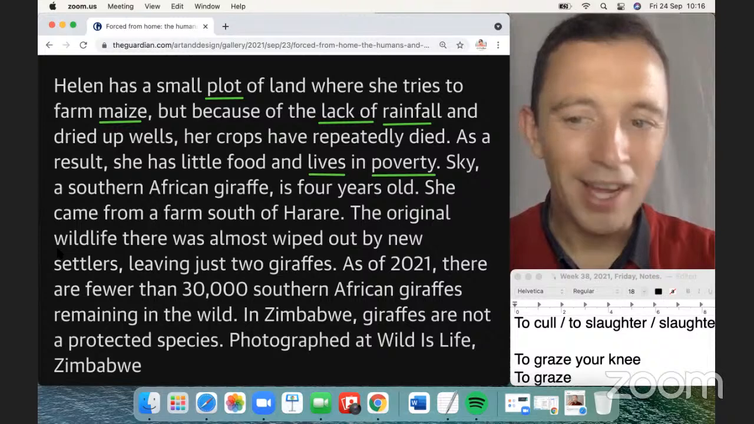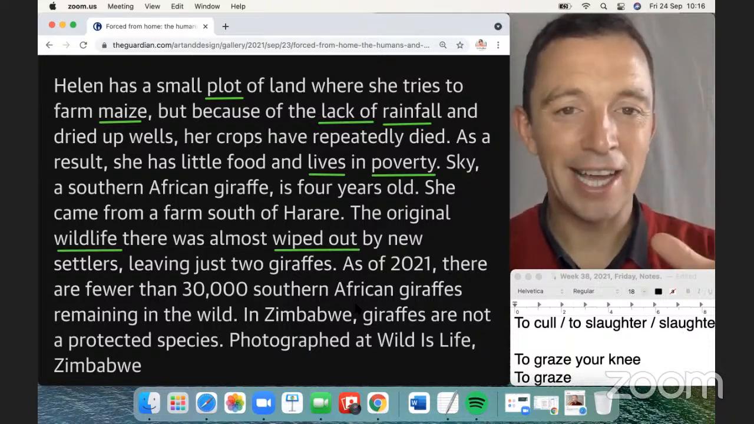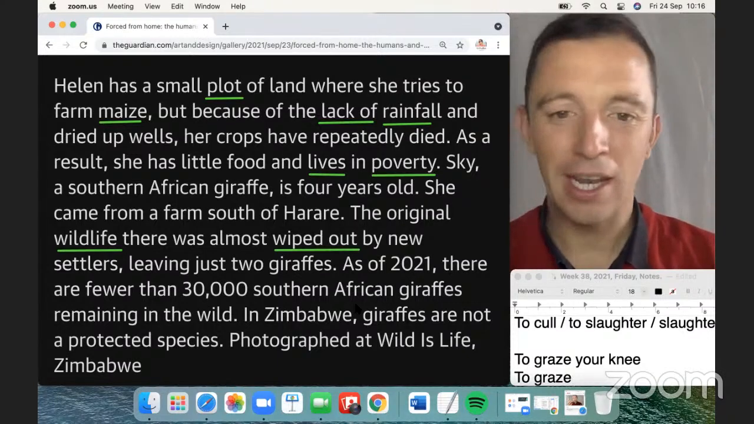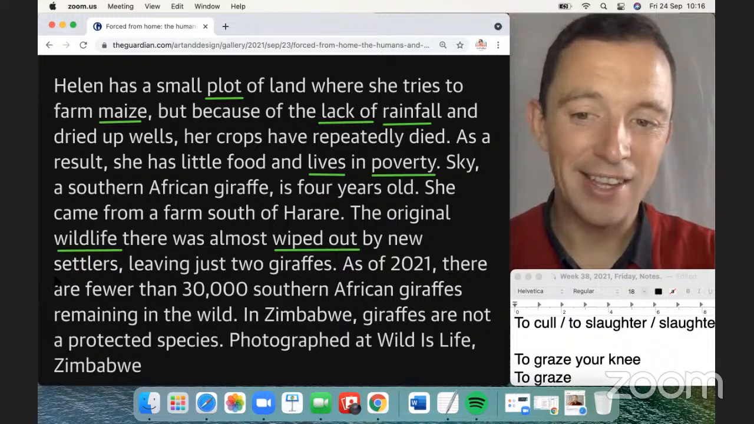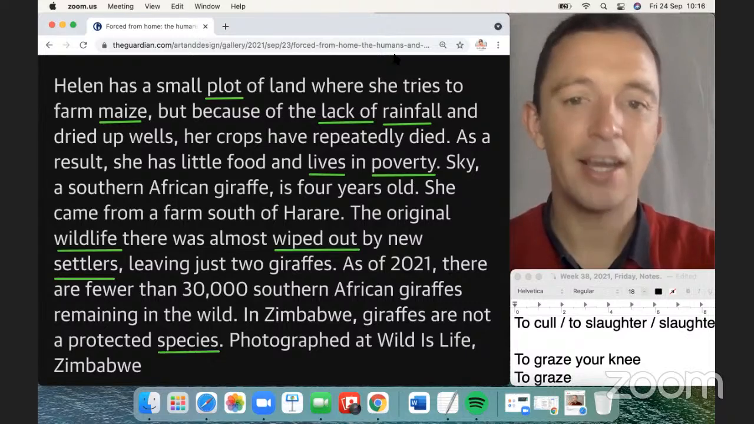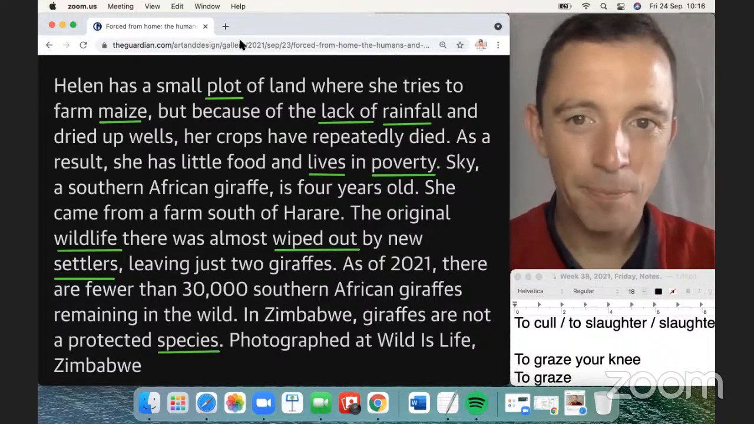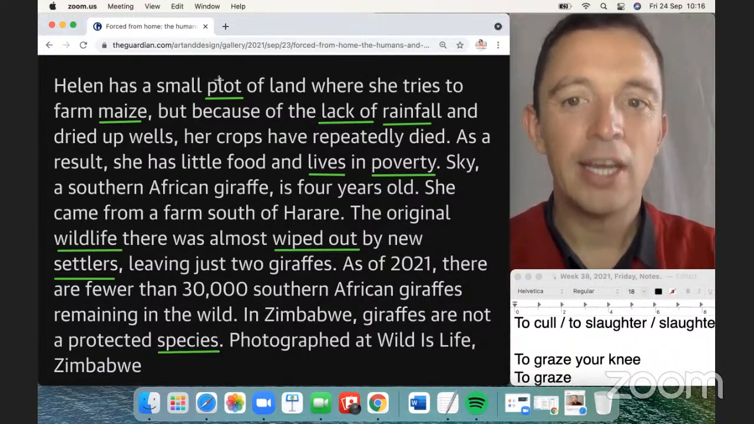And wildlife, very general. This expression, wiped out, is a phrasal verb, but very important, and I will explain. Also, settlers, very important. And that's it. Species, just a pronunciation, species. So not too difficult. Two or three very important words.